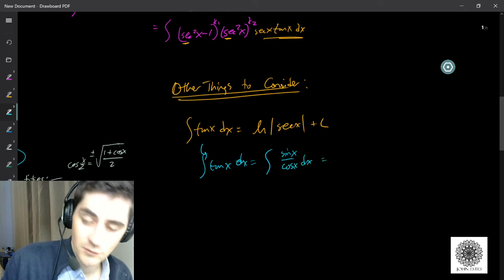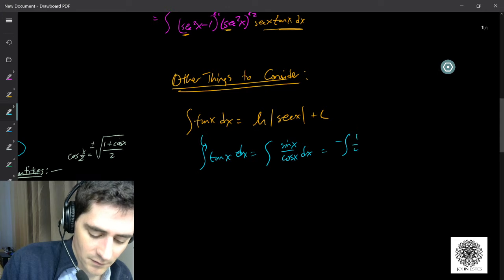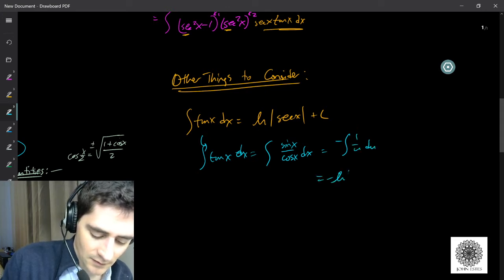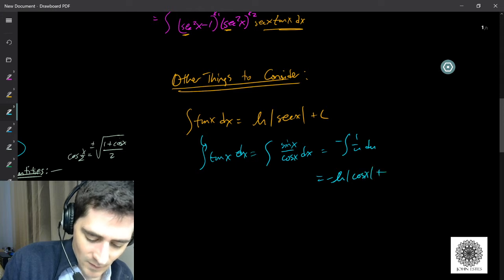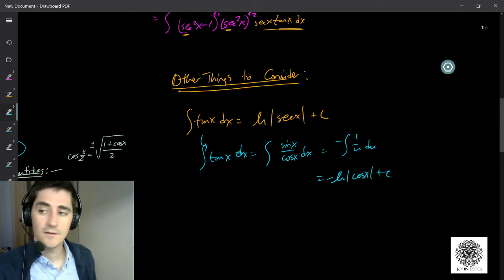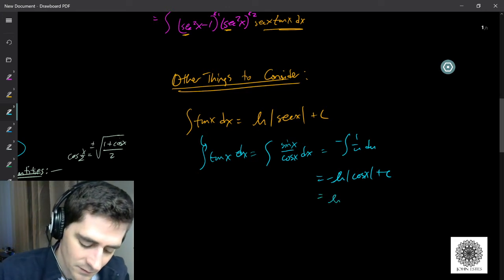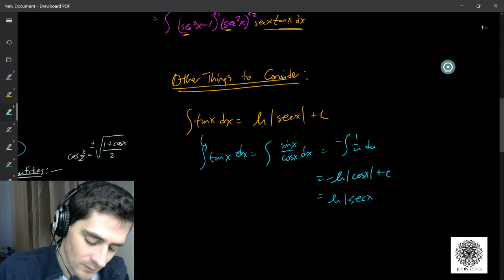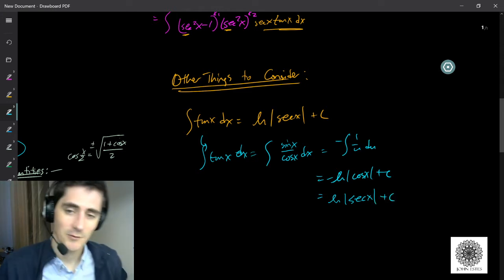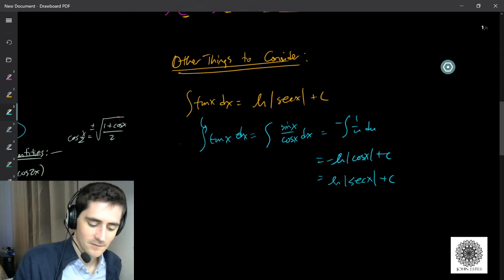And so once we do a u substitution, we get negative 1 over u du. And so we end up with negative ln cosine x plus c. But remember, the negative for a logarithm can be pulled in as a power, so we end up with ln of the reciprocal of cosine plus c. That's how we get that. Okay, that's how we did it.